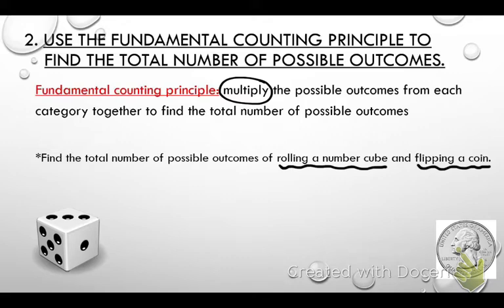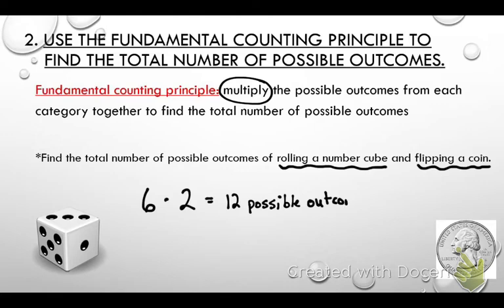Rolling a number cube. How many options did you guys say are on my cube? 6. 6 of them, so we'll write down a 6. How many different options are there for flipping a coin? 2. There's heads or there's tails. According to the fundamental counting principle, what should I do with the 6 and the 2? Multiply. Guys, what's 6 times 2? 12. So the correct answer is 12 possible outcomes.